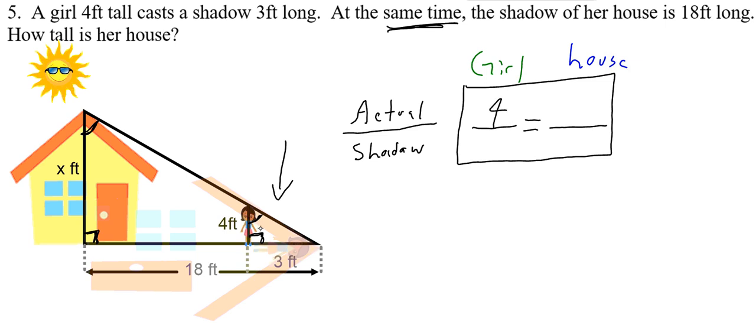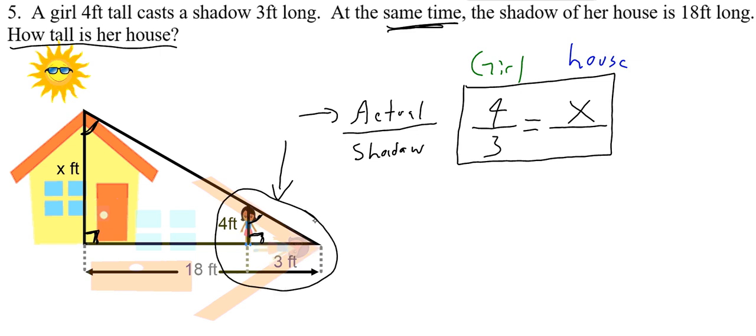Okay. So now what's the actual height of the house? Well, that's what I'm trying to find. How tall is the house? So that's my unknown x. Well, the shadow of the girl I know is 3 feet. I know my scale's not to size. I know 4 feet here looks shorter than 3 feet, but hopefully that gives you an idea here. And then the next blank I have is the shadow of my house. Well, the shadow of the house is given as 18 feet long.